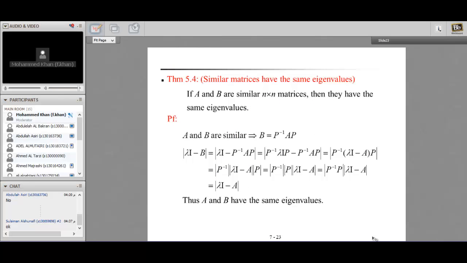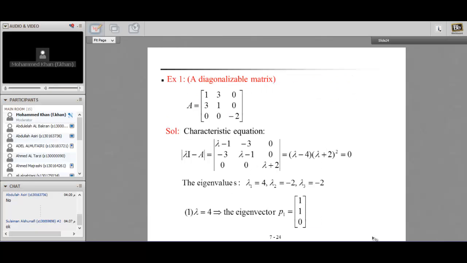This is the example, and it says to diagonalize the matrix. A 3 by 3 matrix is given, and you have to diagonalize it. In diagonalization, just keep in mind we have several steps. In step number 1, first of all, we have to find the eigenvalues. In the second step, we will find the eigenvectors. And in the third step, we will find the P.